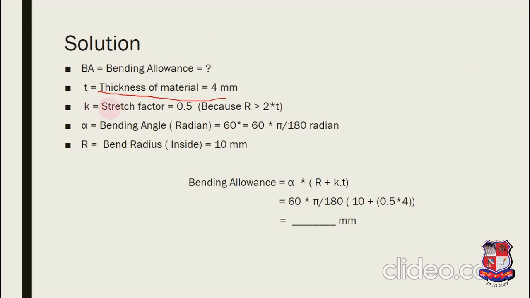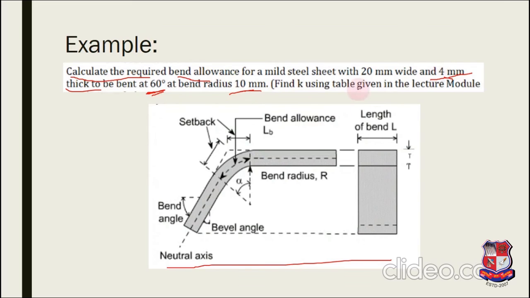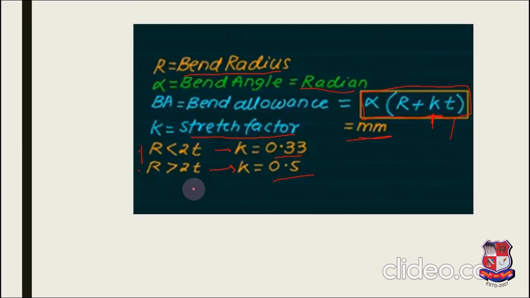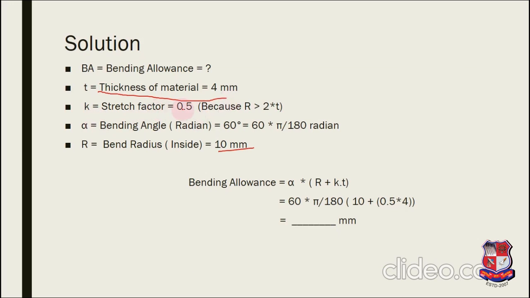Then k, the stretch factor. Now which value do we need to take, 0.33 or 0.5? For that we need to check these two conditions. Here r is given as 10 mm. If you multiply 2 into thickness, 4 into 2, that is 8 mm. So 10 is greater than 2 times the thickness, meaning r is greater than 2t. So we will be taking k as 0.5. So I have written: k, the stretch factor, is equal to 0.5.